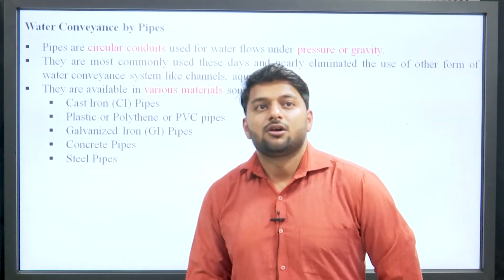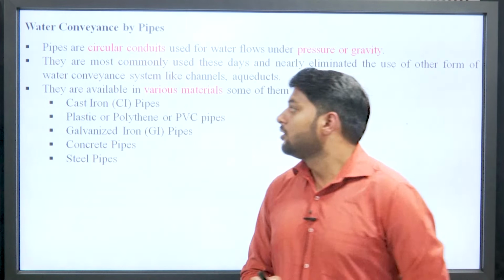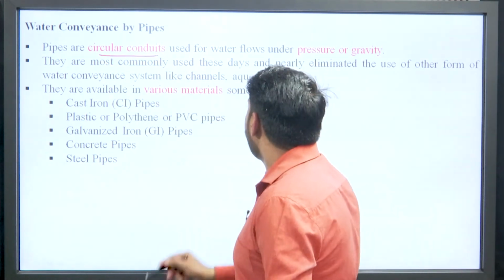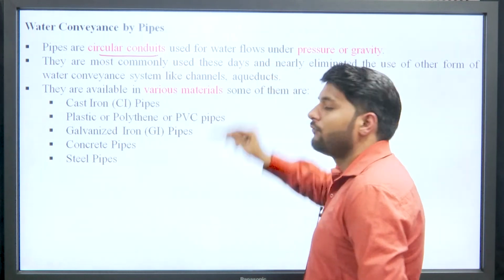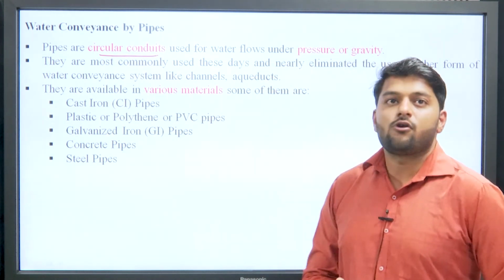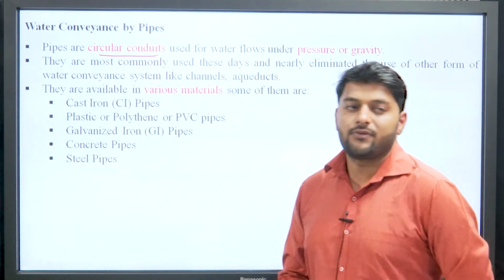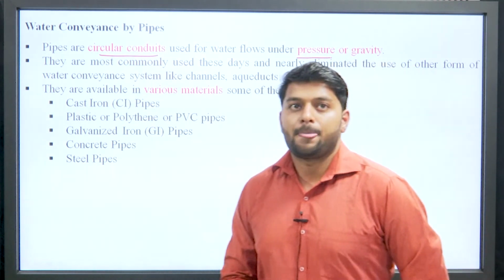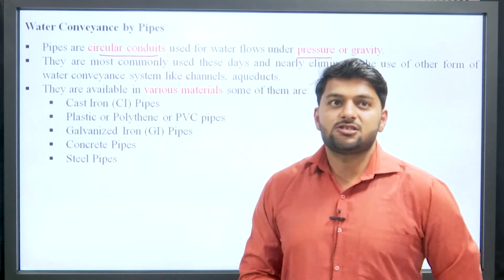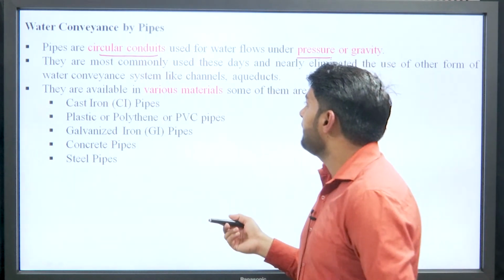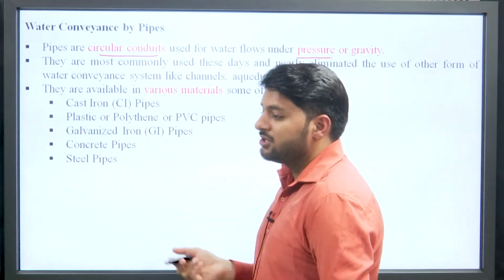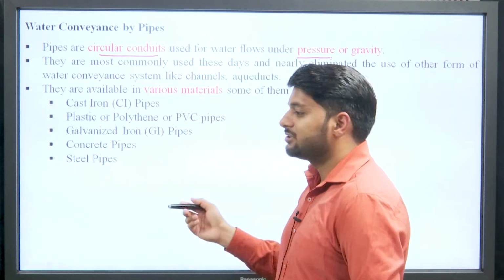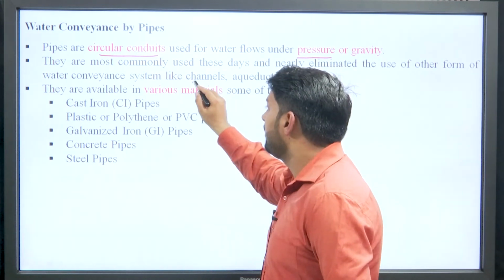Coming to the next, water conveyance by pipe. Pipes are circular conduits used for flowing water. The flow of water may be under the action of gravity or under pressure, meaning pressure greater than atmospheric pressure, and this is the most common type of conduit. Pipes are the most common type of conduits and have also eliminated all other forms of conduits like canal or aqueduct.